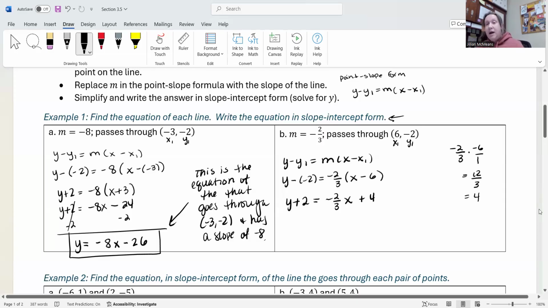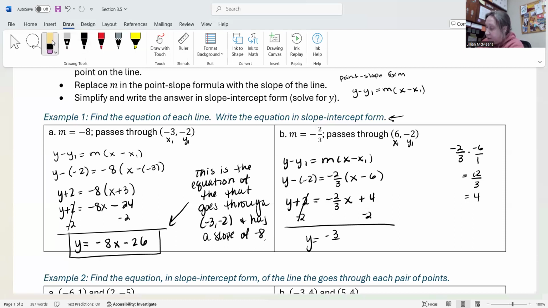Again, the directions said write the equation in slope-intercept form, so I want to solve this equation for y. All I have to do now is subtract a 2 from the left and the right, and I'll be good to go. So again, to get y alone, I need to undo that addition of 2. So I subtract. 2 minus 2 is 0. Y plus 0 is just y.